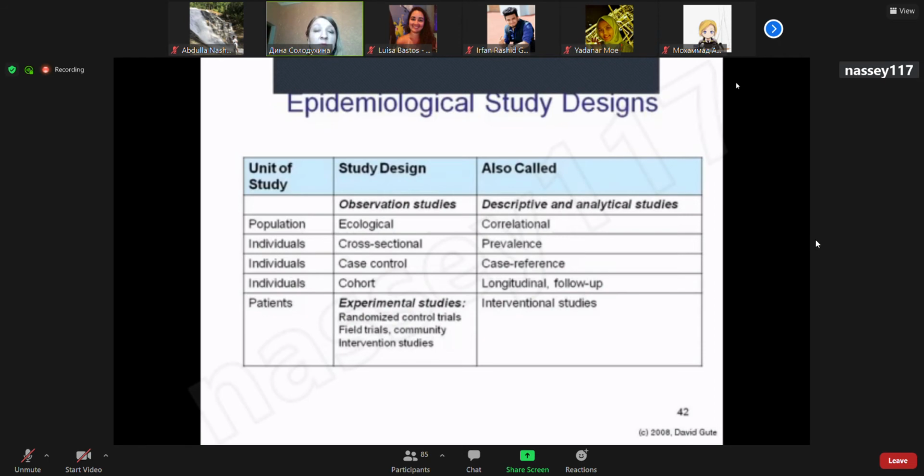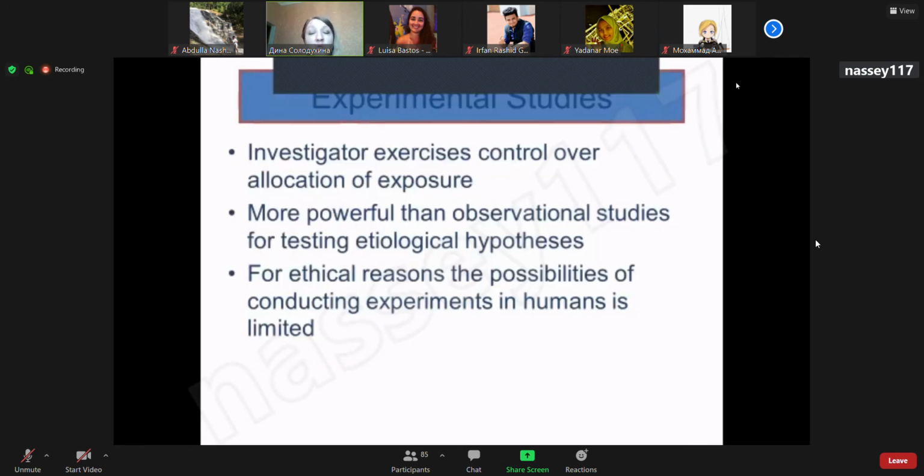Okay, experimental studies, it's the first group which we will discuss. We must say in the beginning that these are very powerful studies for testing different kinds of hypotheses, that they are really very good in proving hypotheses, but for ethical reasons, we are not able to always use experimental study.